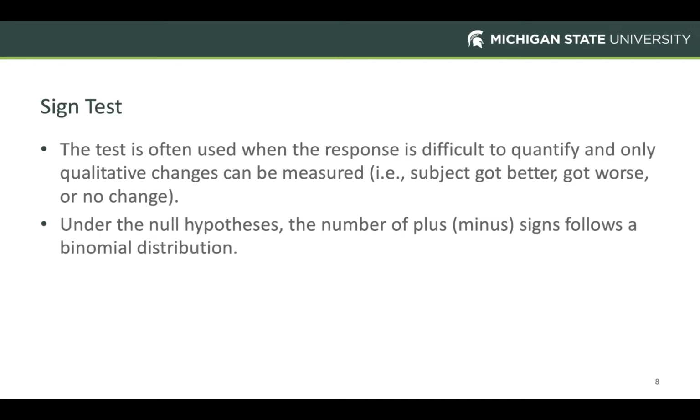And so under this setting, if our null hypothesis is true, and so if those distributions are the same, we have the same number of differences that are positive and negative between the 2 samples, then the number of plus signs or minus signs, it's arbitrary which way we structure this test, is known to follow a binomial distribution.